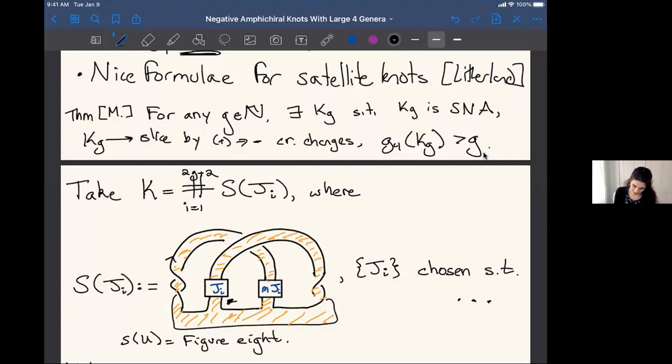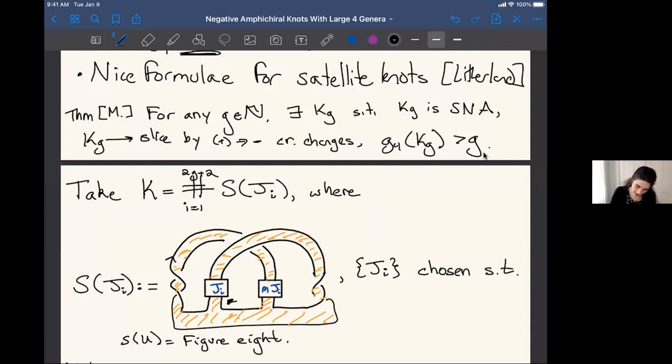So, to belabor the obvious for a moment, we can't just take large connected sums of a fixed S of J if we hope to construct something with large 4-genus, because S of J connect sum S of J is always slice. So what we're going to do is choose JI so that they're increasingly complicated. And I'll be a little bit more precise about that later.